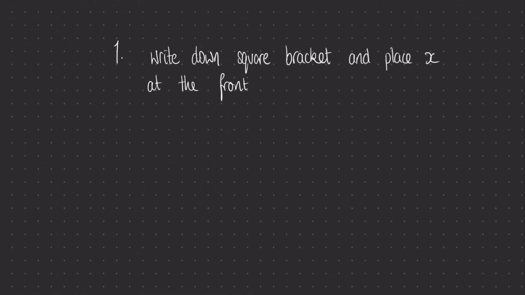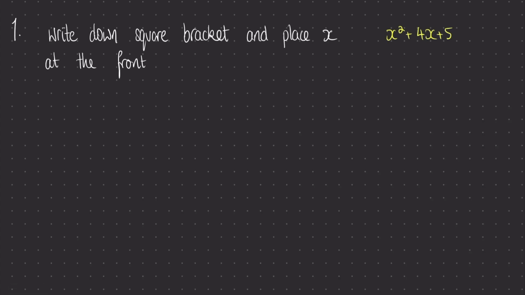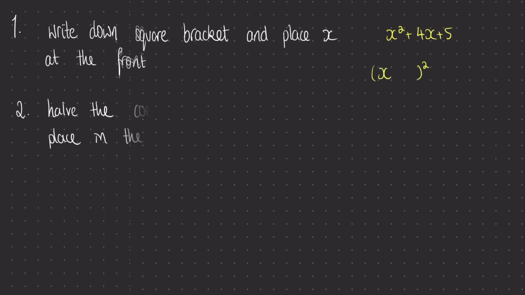Let's just run through those steps again. So the first step is to write down my square bracket, place x at the front of that bracket. Okay, this is just to set up the general form of completing the square. So let's do an example side by side. This is the quadratic that I would like to complete the square on. My first step is to write down that square bracket and place x at the front.